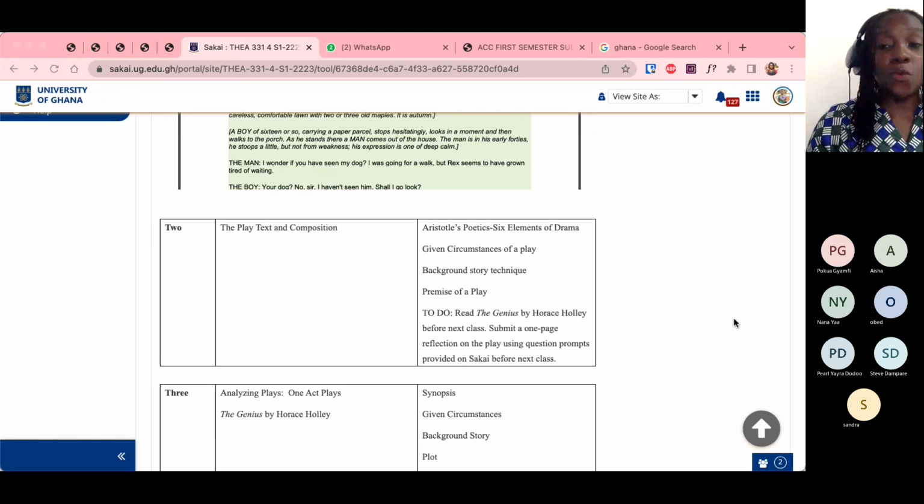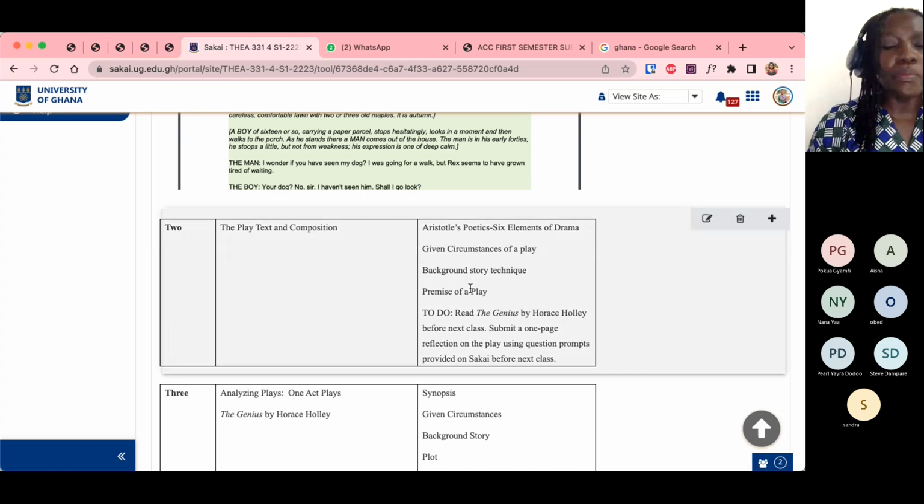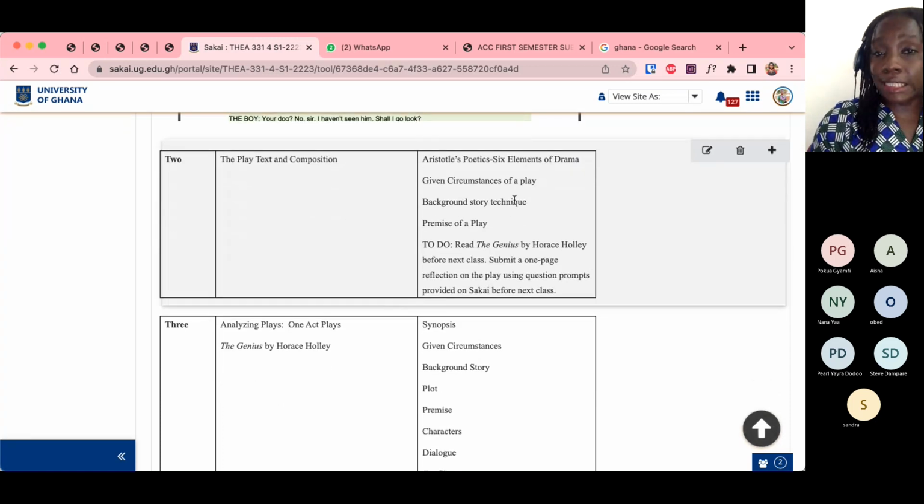I mean, regardless, we will revise all of these in order to move forward. All right. So we'll look at the 6 elements, and then we'll look at the given circumstances of a play, going through all the 7 elements I highlighted earlier: the time, the 3 aspects of time, the place, the society, and all that. And then we'll look at a few techniques by which playwrights reveal background story in a play. That is what has happened before the plot actually begins.